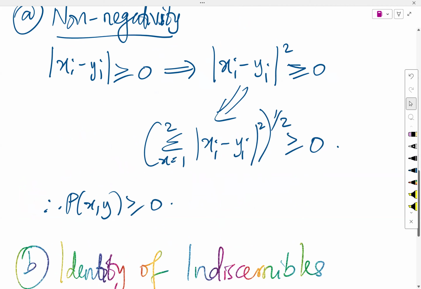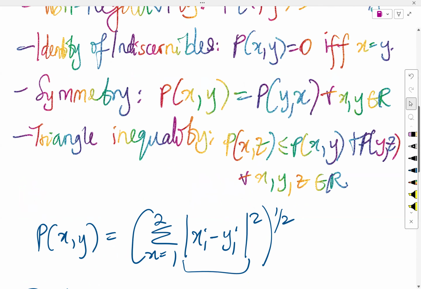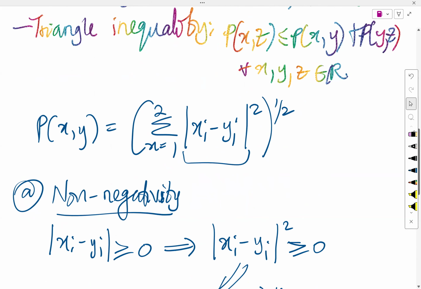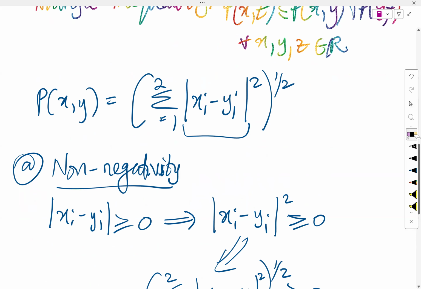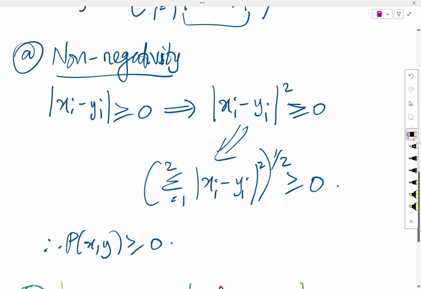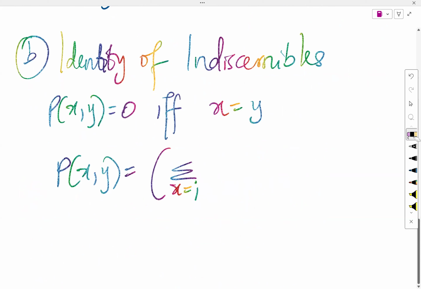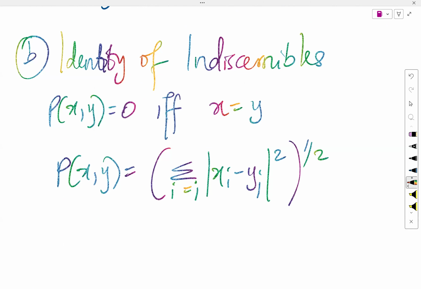Or it should be I, right? It should be I equals 1. I think it's been I equals 1 from the beginning. So this should actually be I equals 1. Okay? Not x equals 1. That would be a confusion. So this is I equals 1. So here, it should be I equals 1, absolute value of xi minus yi, all squared, and then we take the square root of this.